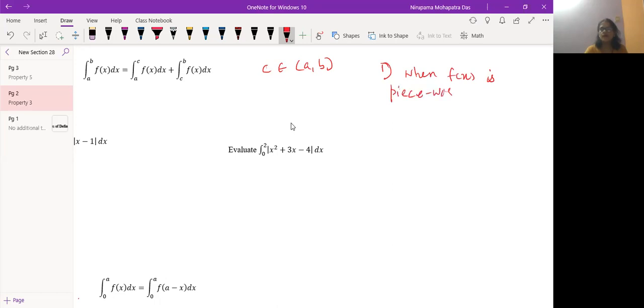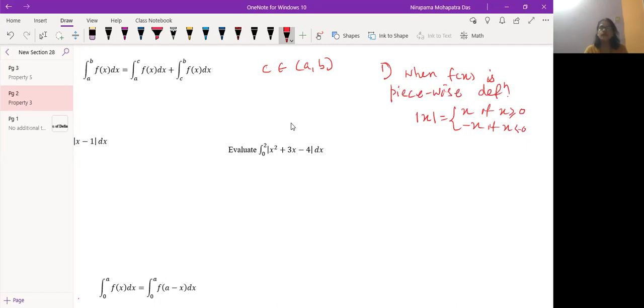Piecewise definition means, for example, whenever you take mod x, we write mod x is x if x is greater than or equal to 0, and minus x if x is less than 0. So one part is like this, the other part is like this. Similarly, whenever you define bracket x, the greatest integer function, there also we define it like this. So that is one case.